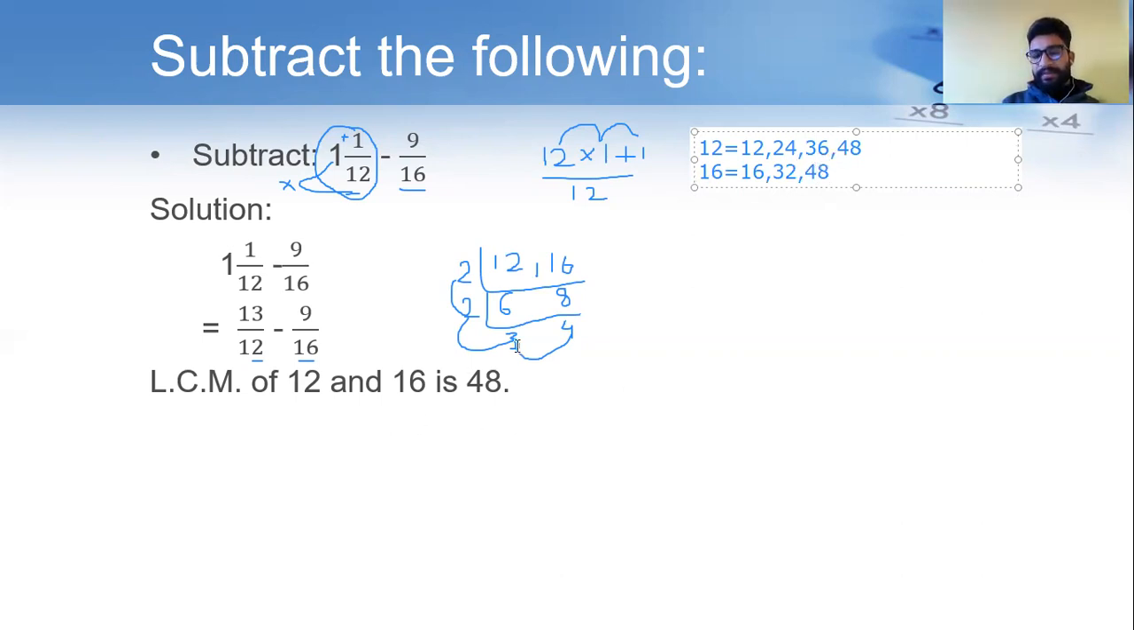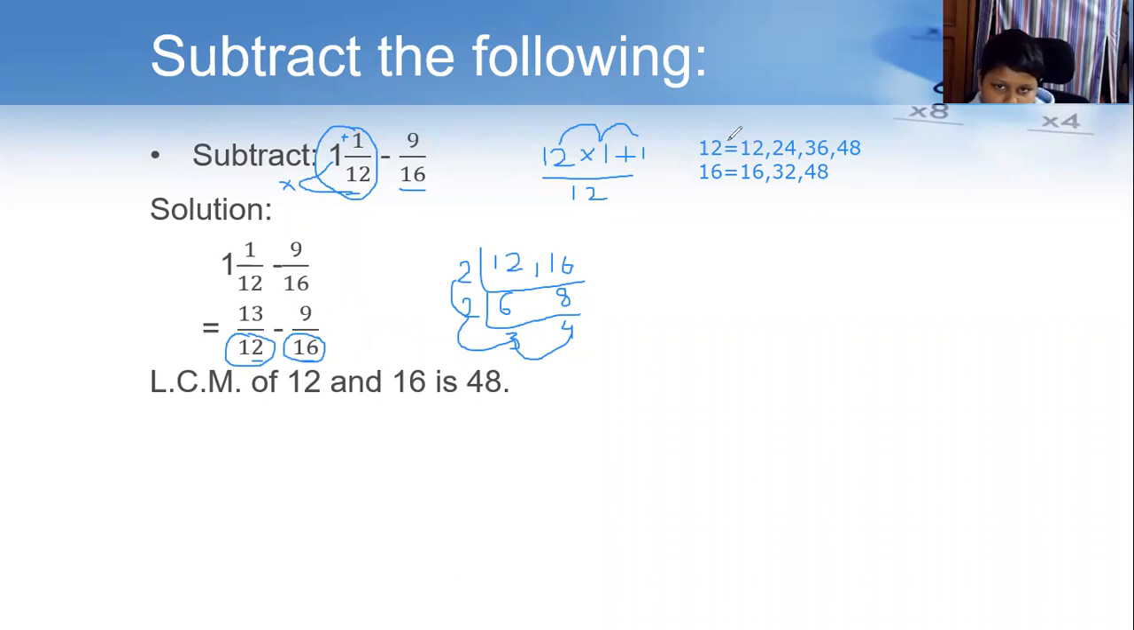Your LCM is what here now? 48. Your LCM is 48, which means what you have to do now? You have to make both denominators 48. Look, your denominators are different now. That's why we can't subtract them directly. Why are we finding the LCM here? To make their denominators the same. If your LCM is 48, you have to make both denominators 48 now. So this 12 also you have to make 48, and this 16 also you have to make 48 by multiplying by some number. So to make 48 from this 12, by which number do we have to multiply?